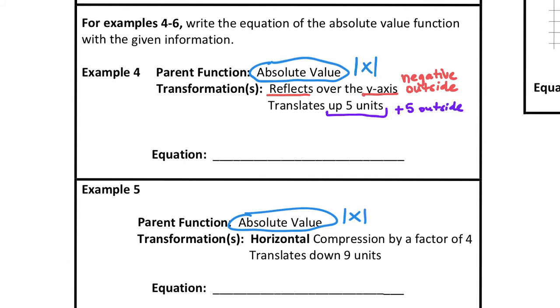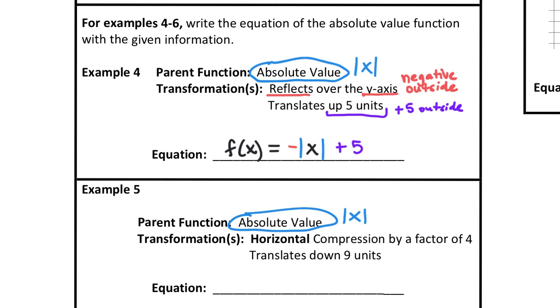So the function notation is going to be f of x equals a negative outside of the absolute value. The x is inside. Then close the absolute value. And then do plus 5 outside. Okay.